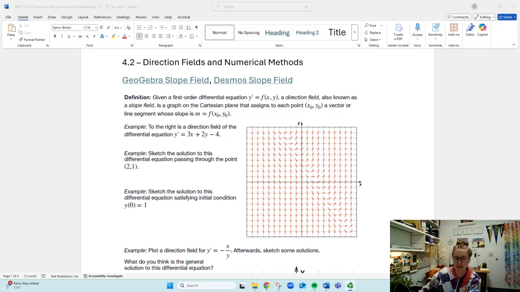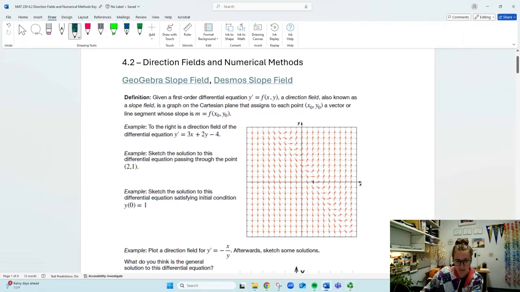So I want to try this first one over here. If we were trying to find the slopes at each of these little lines, what we could essentially do, this is the point 1, 0 right here. If I plugged in my point 1, 0 for my x and my y, I would have 3 to the first times 1 plus 2 times my 0 and then minus 4. So I would actually have a y prime value of -1 right here.